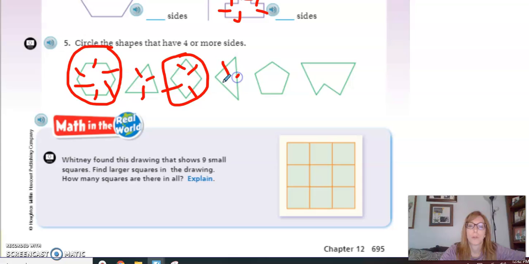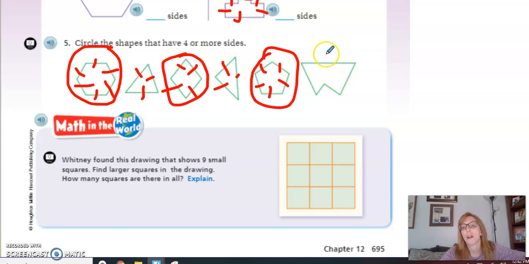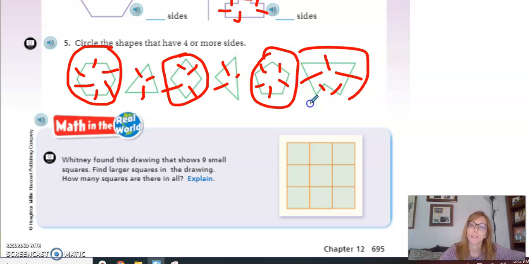1, 2, 3. You have another triangle. 1, 2, 3, 4, 5. Think to yourself, what's a 5-sided shape? You are correct. That is a pentagon. And then we have 1, 2, 3, 4, 5. So that is also a pentagon, but that's an irregular 5-sided shape.